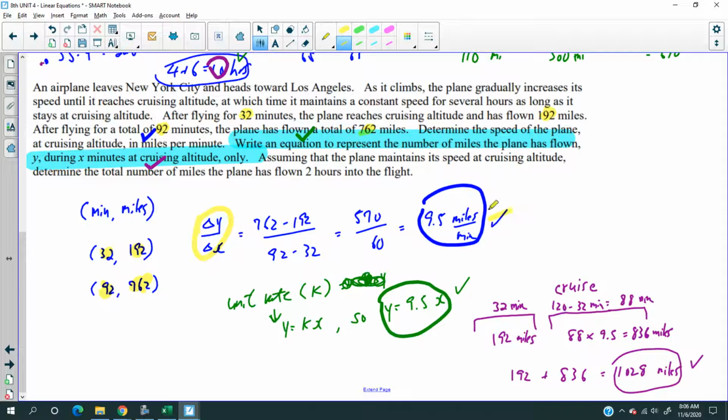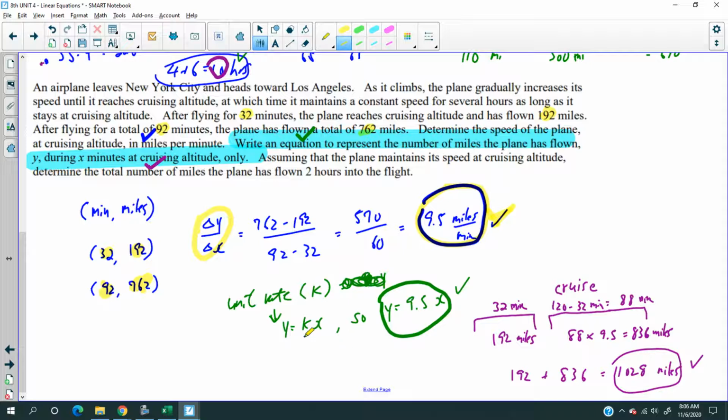Now, second part, what do they want to know now? Write an equation to represent the number of miles of the plane. Equation, so don't get thrown off just because someone said equation. It's not like the first time you've done an equation, right? Right off the bat, I knew this is a blast from the past because we're talking about unit rate here, right? So this is a unit rate, and the unit rate is represented by the letter k, right?